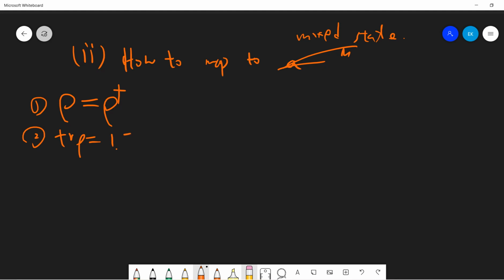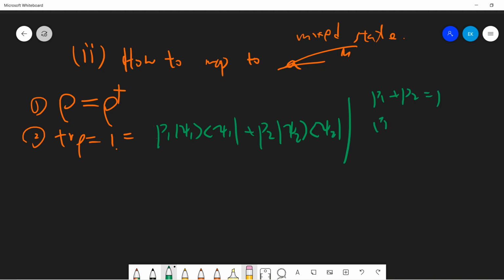Notice the definition for rho in the general case. The mixed state means that rho can be written as P1 times phi1 phi1 plus P2 times phi2 phi2. So it's the ensemble. P1 plus P2 is 1, and P1 and P2 can be interpreted as probabilities, so each is larger than 0.